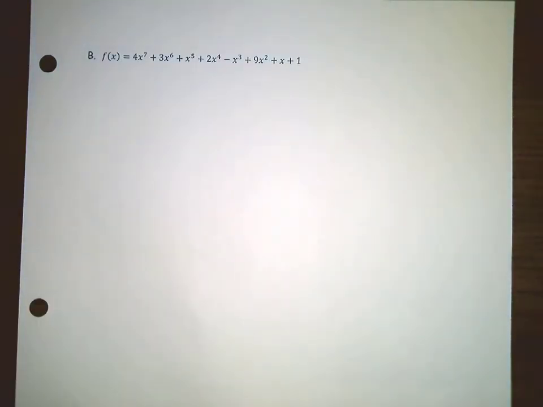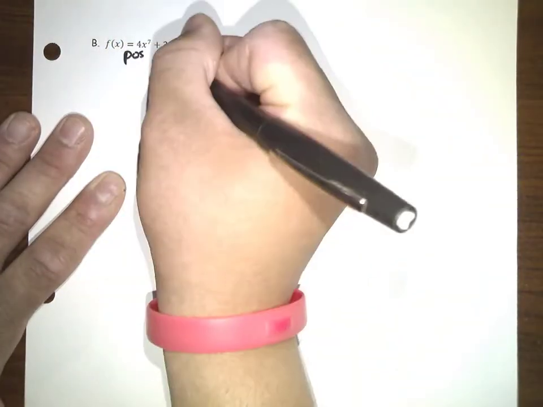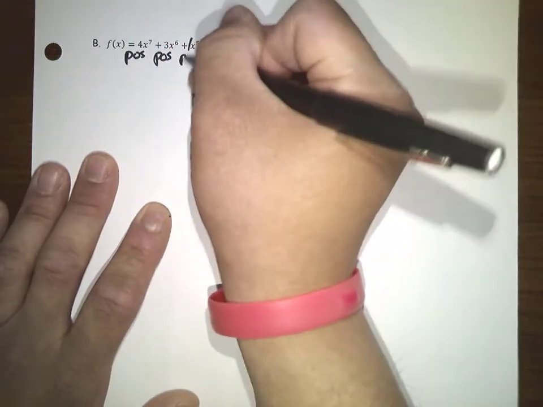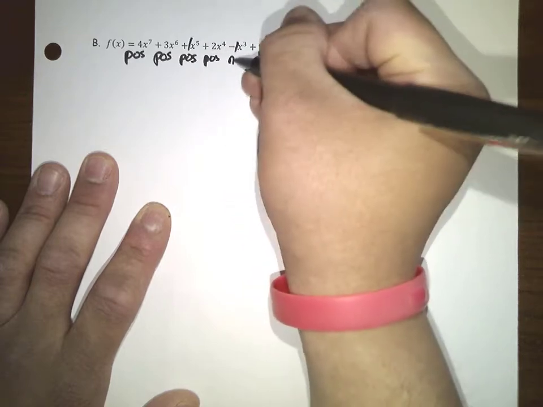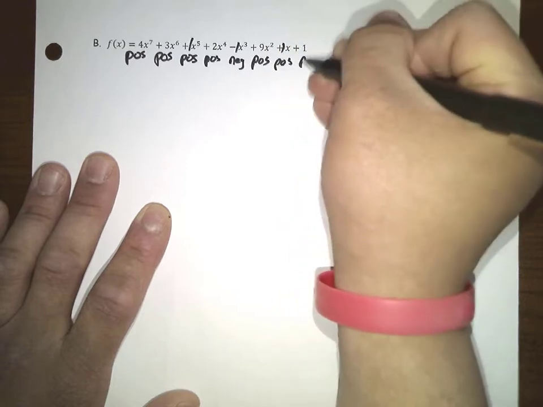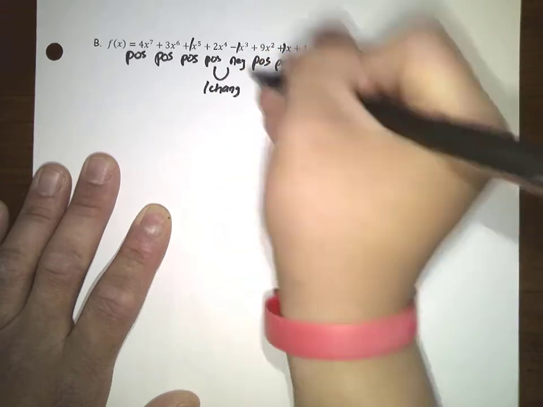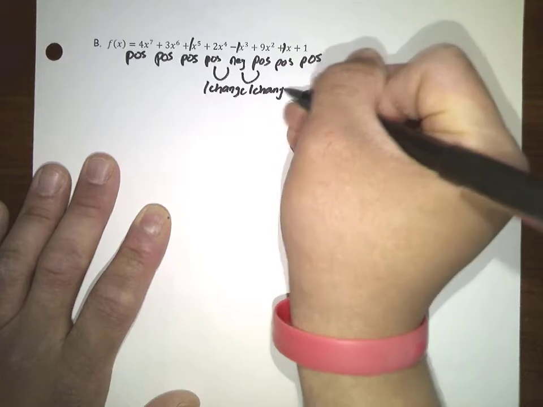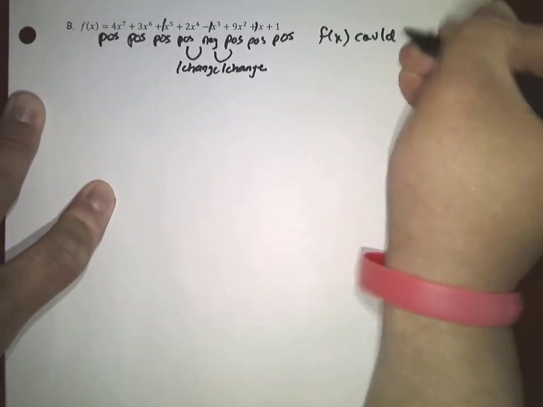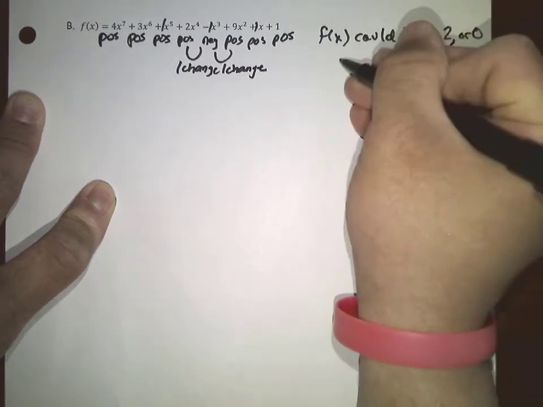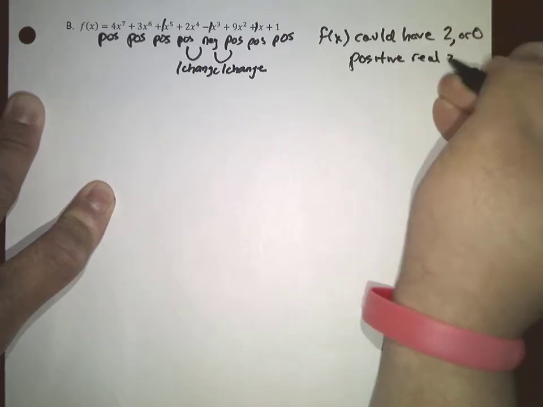So we have 4x to the 7th plus 3x to the 6th plus x to the 5th plus 2x to the 4th minus x to the 3rd plus 9x squared plus x plus 1. Now I'll look at the coefficients again. We start with the 4, positive, then the 3 positive, then the 1 positive, the 2 positive, negative 1 negative, positive 9, positive 1, positive 1. So I see one change from positive to negative, a change from negative to positive, and that's all of the possible changes here. So f of x could have 2 or 0 positive real zeros.